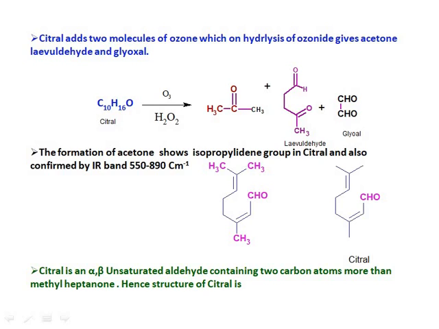So citral on oxidation with 2 molecules of ozone, then with H2O2, hydrogen peroxide, gives 3 molecules. One is acetone, second is lactaldehyde, and third is glyoxal. Similarly, the formation of acetone shows an isopropyl group. Okay? One methyl, one methyl, 2 methyl groups are there.